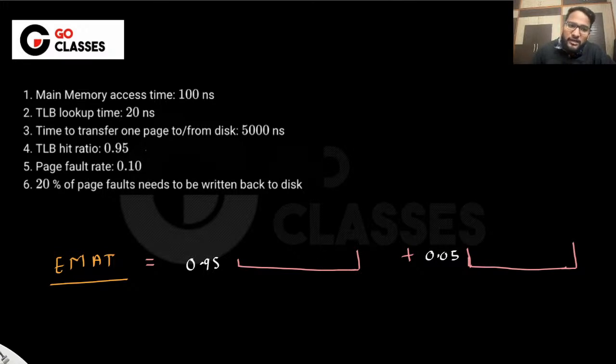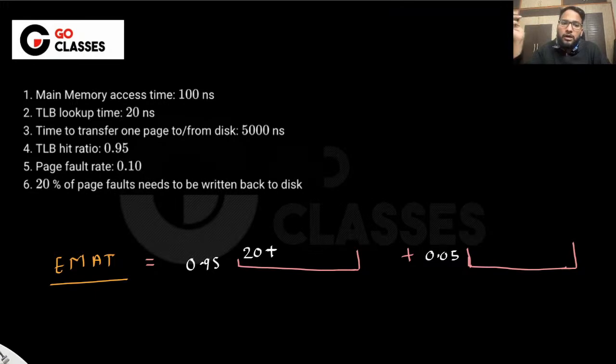If TLB hit is there, you are anyway going to the TLB. So 20 nanoseconds you are anyway going to take. Plus, what else will you do? Once the TLB hit is there, you will go to the cache, right? Okay, cache is not there currently. Let's not worry about it. So once the TLB hit is there, since you have the physical address, you will directly go to the main memory, isn't it?